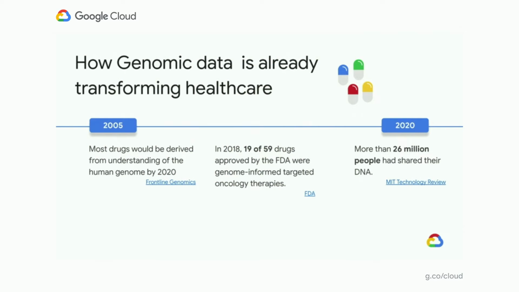We've barely scratched the surface of what genomic research can actually yield, but it's already having a significant impact. In 2018, around one third of new FDA approved drugs actually relied on genomics. And interestingly enough, in 2005, Francis Collins, the director of the National Human Genome Research Institute, predicted that most drugs by 2020 would be derived or developed using the understanding of the human genome. And we're actually not that far from it. Another interesting fact is that this year, in 2020, the expectation is that around 26 million people will have shared their DNA with one of the four leading commercial ancestry firms. So this is actually becoming a trend.